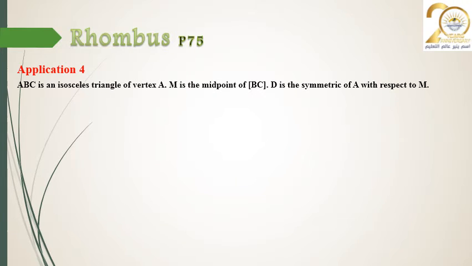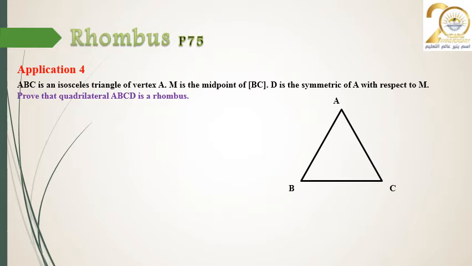Application 4. ABC is an isosceles triangle of vertex A. M is the midpoint of BC. D is the symmetric of A with respect to M. Prove that the quadrilateral ABCD is a rhombus. We have ABC as an isosceles triangle of vertex A. M is the midpoint of BC. So AB is equal to AC because it's an isosceles triangle. We have M, the midpoint of the base BC, and D, the symmetric of A with respect to M.